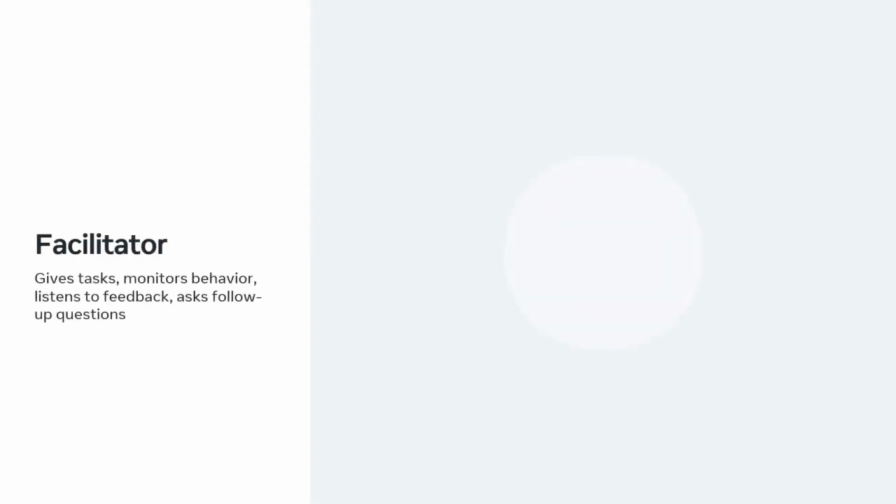There are many types of usability testing, but the facilitator, the participant, and the tasks given are the leading players in most of them. Let's cover them now. The facilitator gives the participants tasks. They monitor the participants' behavior and listen to feedback as they complete these tasks. The facilitator may also ask follow-up questions to get further information from the participant.